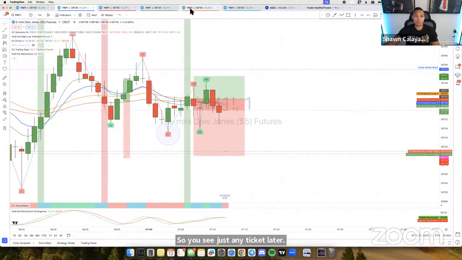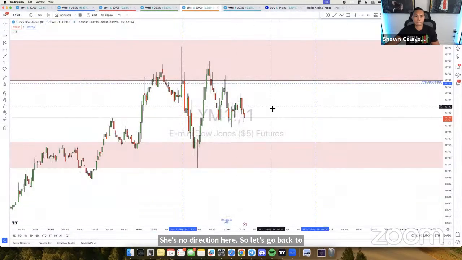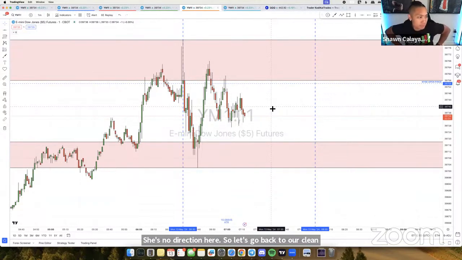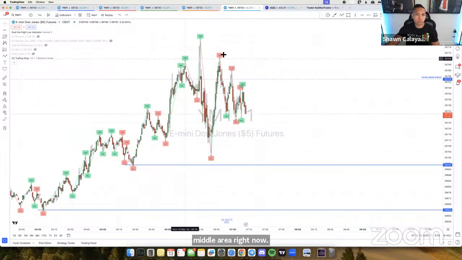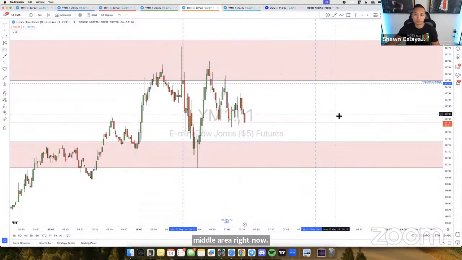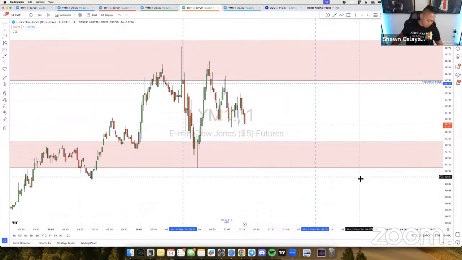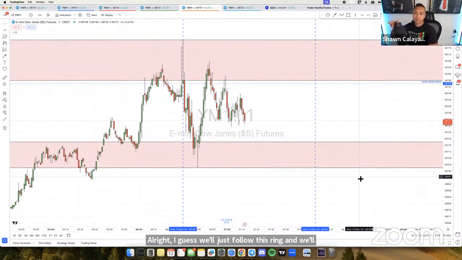There's no direction here. So let's go back to our clean chart here. There's nothing really going on. As you guys can see, price is just consolidating around this middle area right now. Pretty far from liquidity. All right, I guess we'll just follow this range here and we'll see where price goes from this point. But it's just consolidating around this middle area right now.